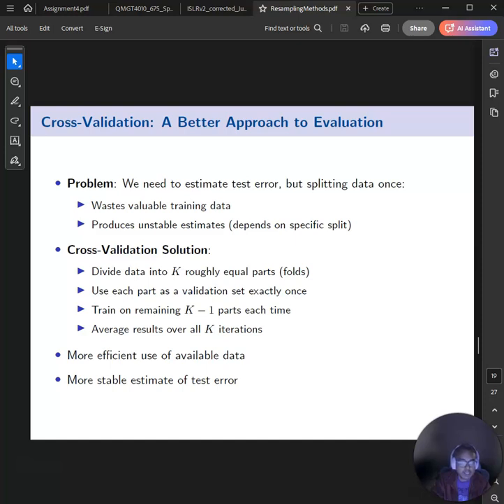This approach makes more efficient use of our available data. Each observation is used for both training and testing, and it gives us a more stable estimate of the test error since we are averaging across multiple different splits. Cross-validation represents a middle ground between a single validation set, which is simple but potentially unstable, and a LOOCV method, which uses data efficiently but has potentially high variance. It gives us the benefits of both approaches while minimizing their drawbacks.